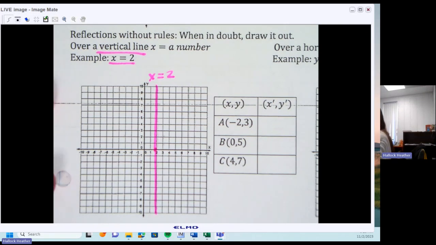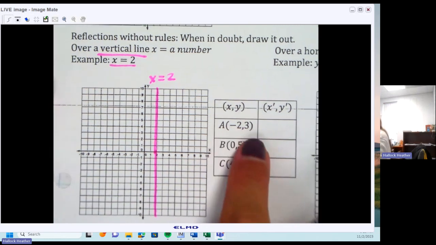And now we are going to plot the original points, and then we're going to use the same method. Instead of reflecting across the y-axis, we're reflecting across this line x equals 2. There is no rule that you can use, so we're literally going to have to use the counting method. So plot your original points, negative 2, 3.